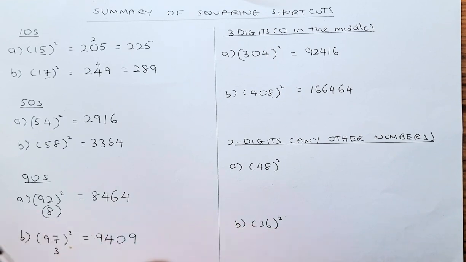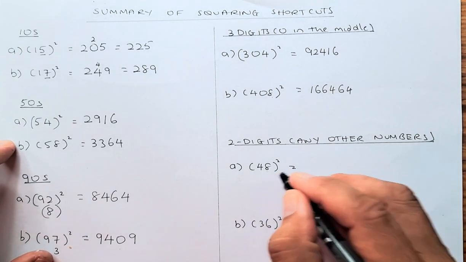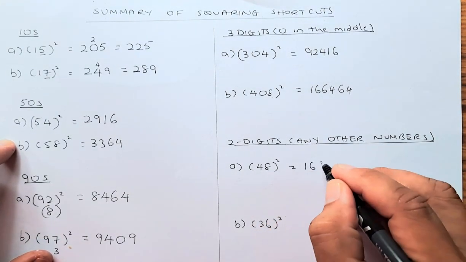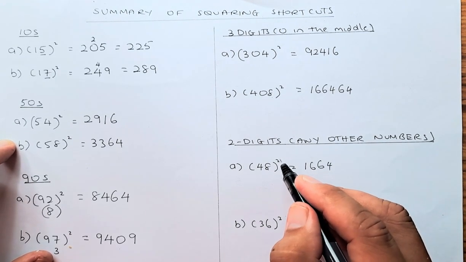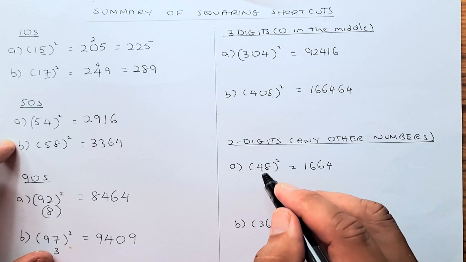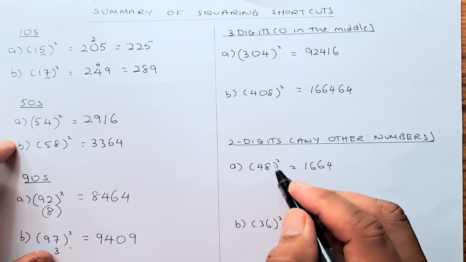What happens if everything else fails? You're not in the tens, not in the 50s, not in the 90s, in a number like 48 squared. What do you do? This is a technique to calculate 48 squared. You take 4 squared, which is 16, and 8 squared, which is 64. Then you multiply 2 times 4 times 8. 2 times 4 is 8, 8 times 8 is 64.